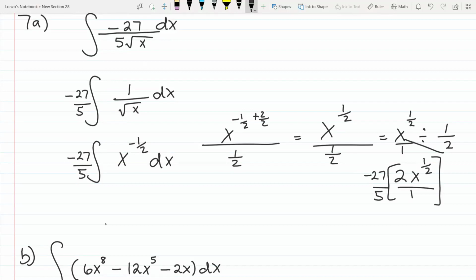So that would be negative 54 x to the 1/2 over 5 plus c. Can negative 54 over 5 be simplified? No. So you can rewrite your final answer as negative 54 square root of x over 5 plus c.